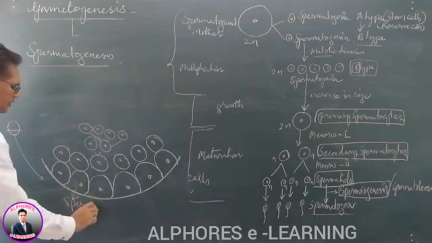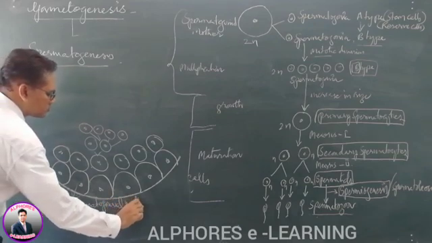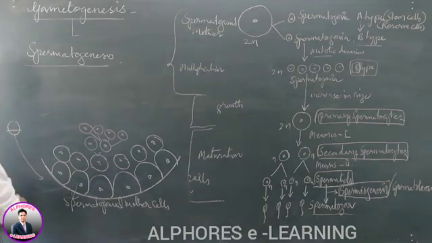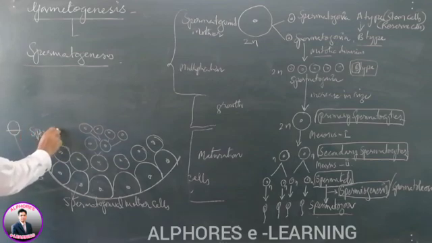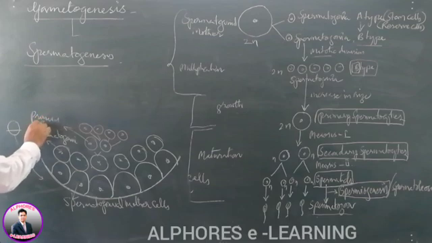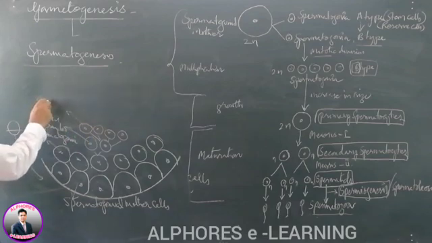Here we are showing the spermatogonial mother cells. Then these are the spermatogonia. Now these are the primary spermatocytes. Now these are the secondary spermatocytes.